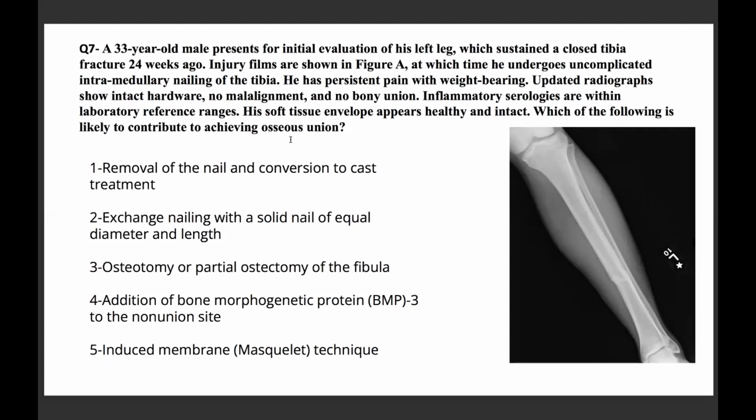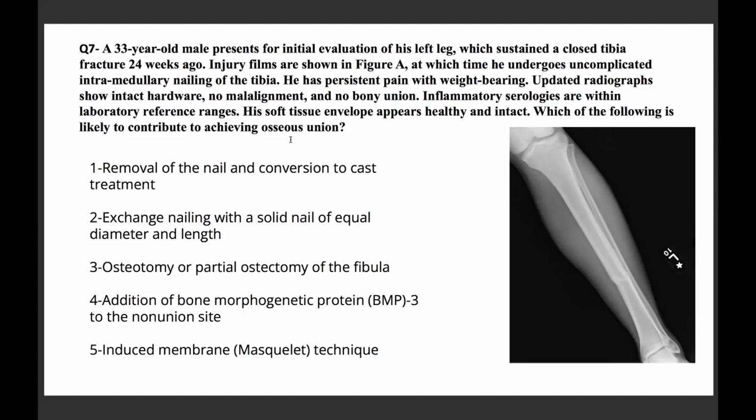So, if the patient has no signs of union, what would be the options? Remove the nail and convert to a cast is not an option at all for me, because it's downgrading stability, and you need to keep or increase stability always. Exchange nailing with a solid nail of equal diameter and length: this only improves biology. However, it does not improve stability because exchanging was not done in the proper manner of increasing 2 sizes minimum.